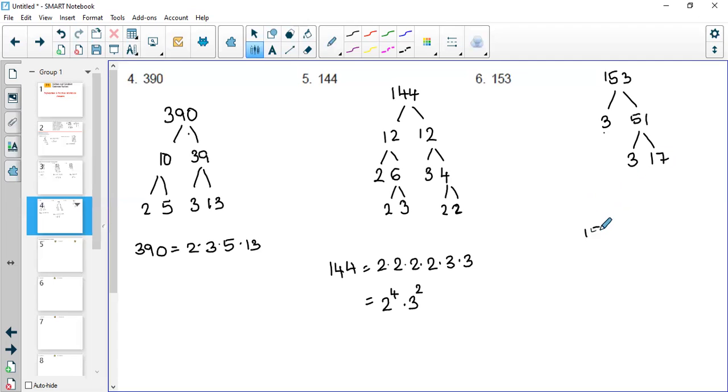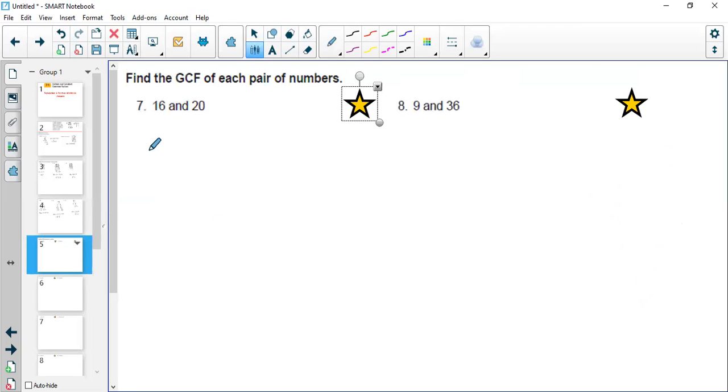So for 153, if we write the prime factorization, it's going to be 3 multiplied by 3 multiplied by 17, which means it's going to be 3 squared multiplied by 17. Hopefully you must have got the answer right if you have done the homework. Right, let's move on with the lesson and find out the GCF.